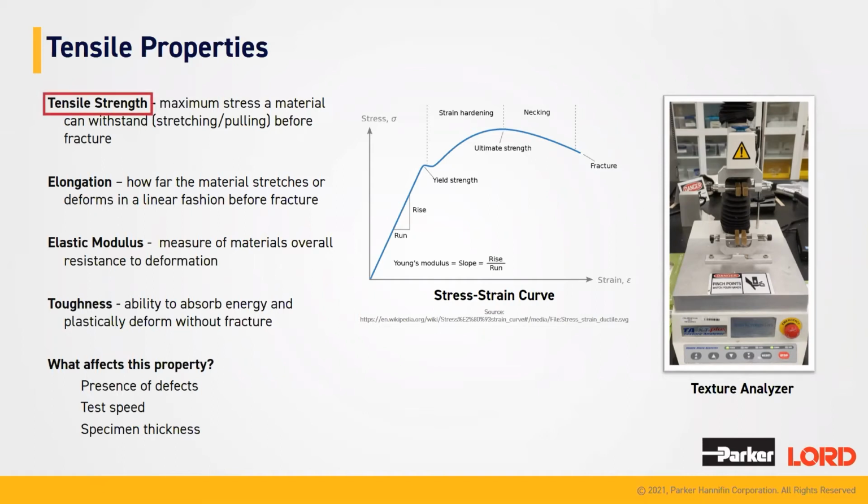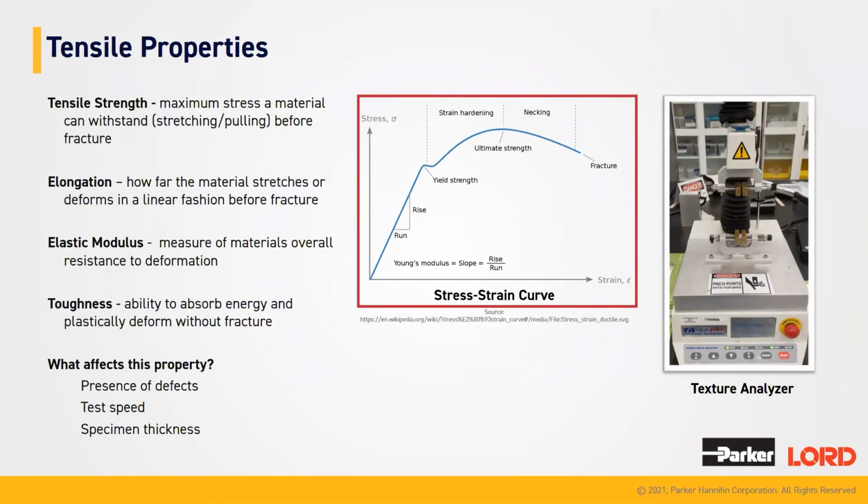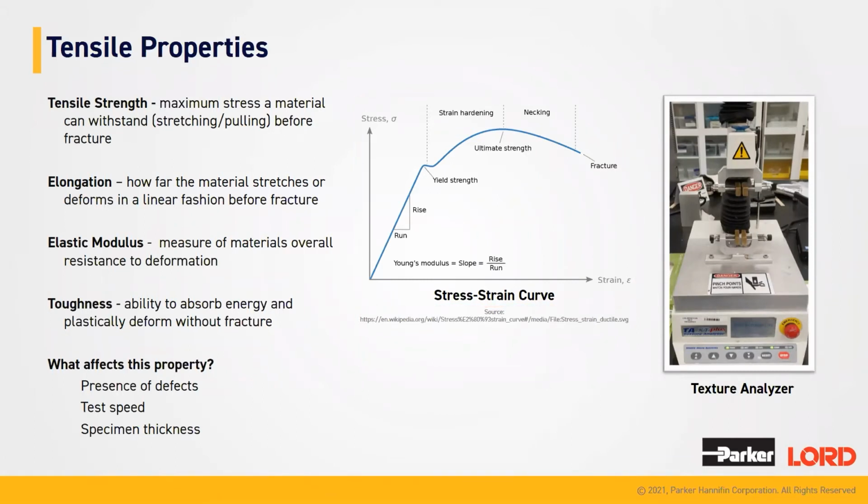So first is the tensile strength. The tensile strength is the maximum stress a material can withstand before fracture as a result of having forces applied to it, being stretched, being pulled. And on the stress strain curve to the right, you can see where that fracture happens. That's where the tensile strength is measured. The elongation is how far the material stretches or deforms in a linear fashion before fracture. The elastic modulus measures the material's overall resistance to deformation. Toughness is the ability of a material to absorb energy and plastically deform without fracture.